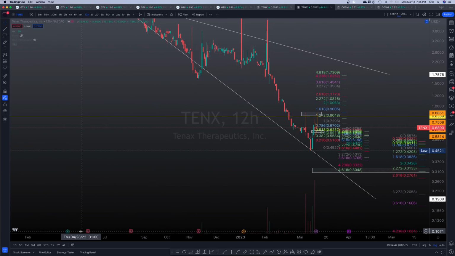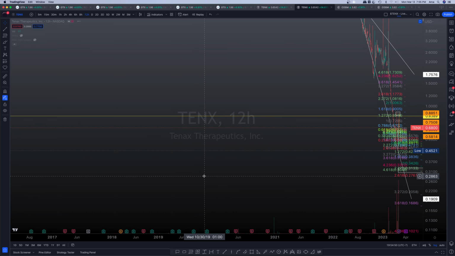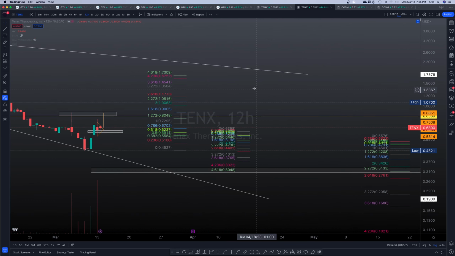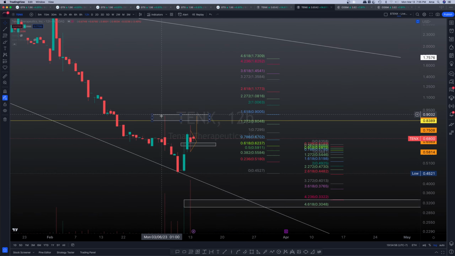Okay. Sometimes it's a little hard to be able to show you everything, right? But I know that I want to show you exactly what I mean. So yeah, the top side of our resistance is right at the 1.618 geometrical level at about 90.05. So 90 cents or just over it.